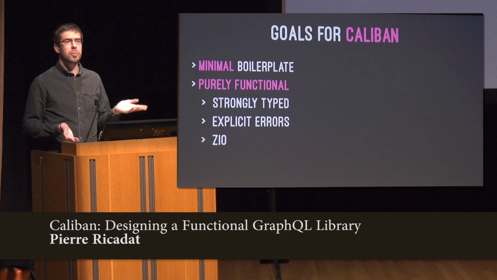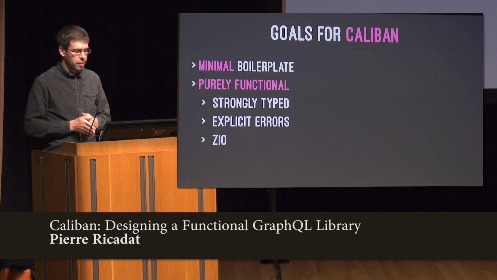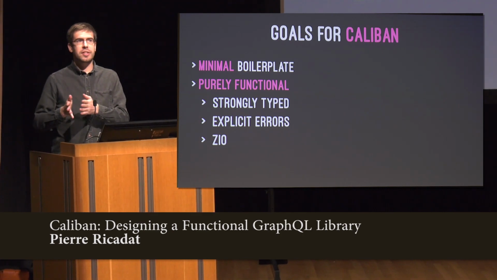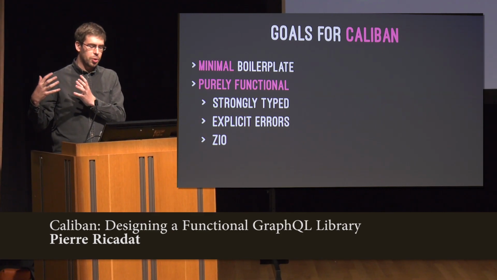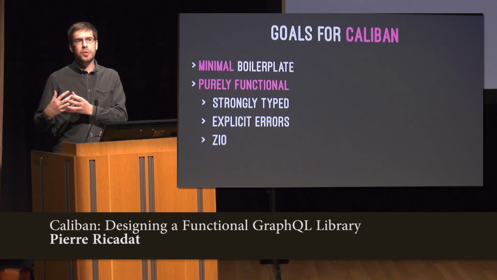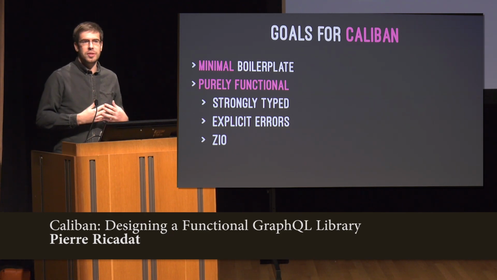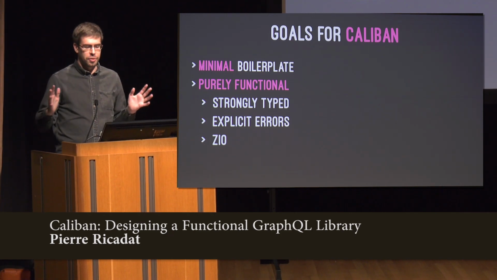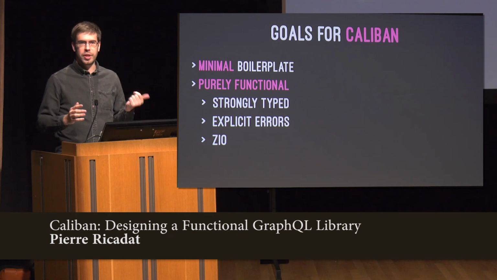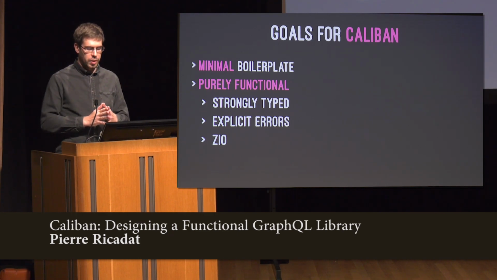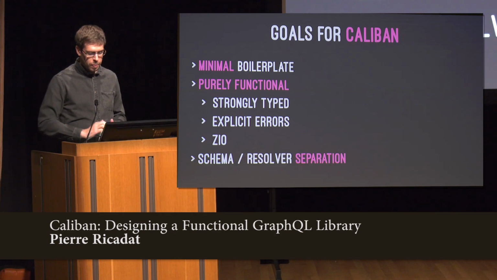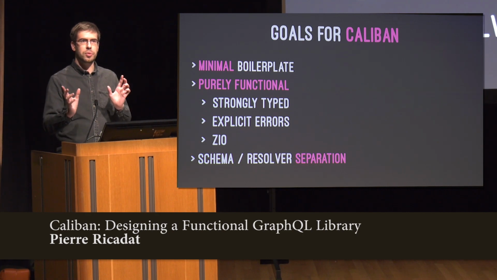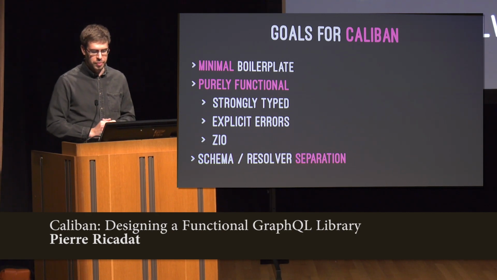And I decided to use ZIO because it's the most powerful effect type out there. I could have gone the Cats Effect way, but Cats Effect is kind of the lowest common denominator. So it kind of limits the things you can do. And as I'm personally using ZIO at work, I wanted the full features, including ZIO environment and everything. So I decided to use ZIO directly. And also I wanted to separate the schema from the resolver so that it would be easier to switch the resolver for a given schema.